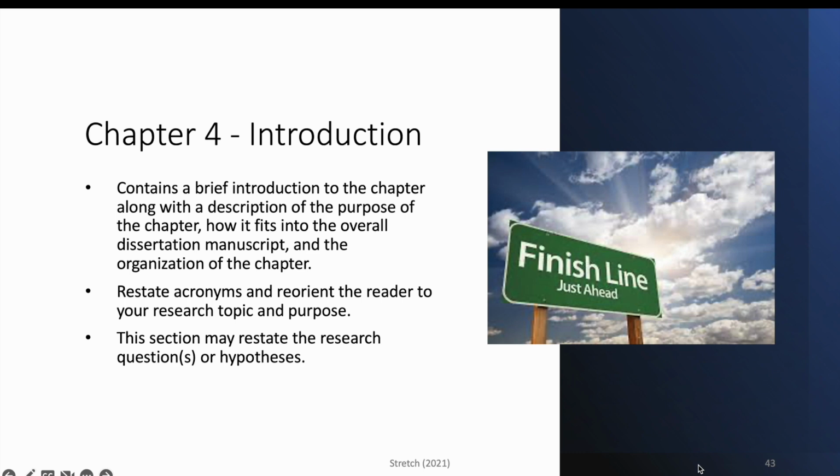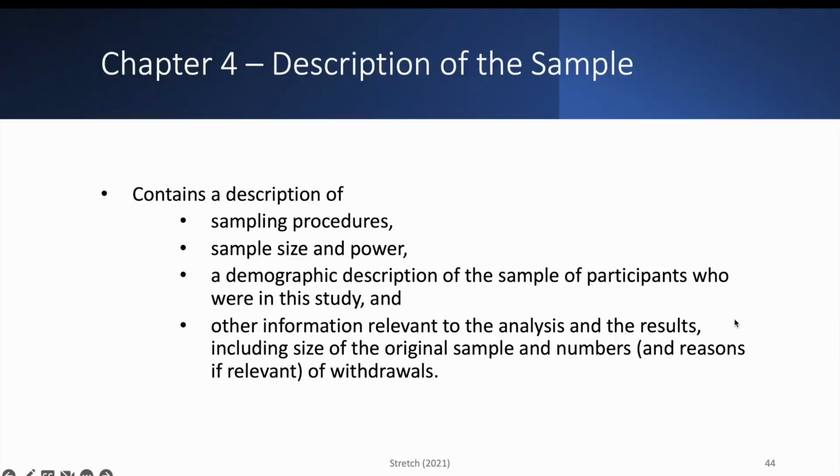All right. So now we're moving into chapter 4, which is the introduction, and it's when you've switched from proposal to dissertation. You've collected all your data, and now you're going to write about it. So just like every other chapter, you have to treat it like a standalone. So it's good to reintroduce the purpose, reintroduce what the study's about, and really orient the reader to what's about to happen in chapter 4. Restate any acronyms, restate your research hypothesis, and your questions.